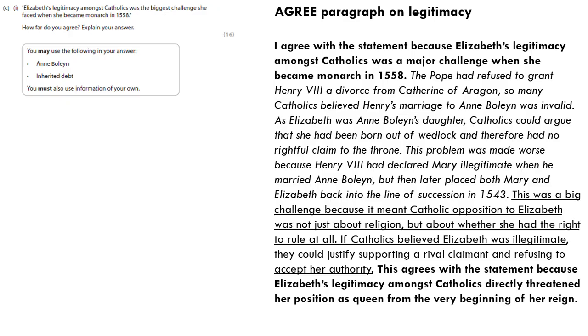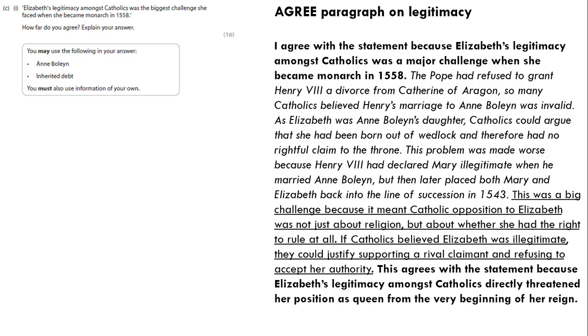Here's our legitimacy paragraph. In bold at the top, we have a sentence which uses the wording of a question. I agree with the statement because Elizabeth's legitimacy amongst Catholics was a major challenge when she became monarch in 1558. The bit in italics is the important knowledge. It's really easy to get this mixed up, so if you're not confident about legitimacy, read it carefully.